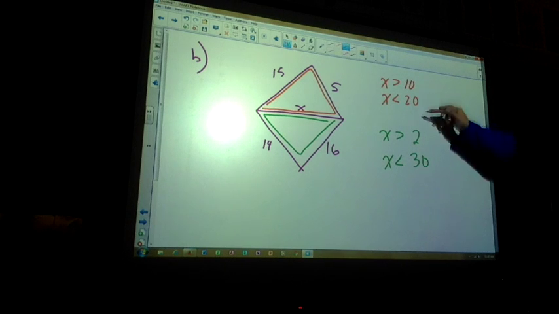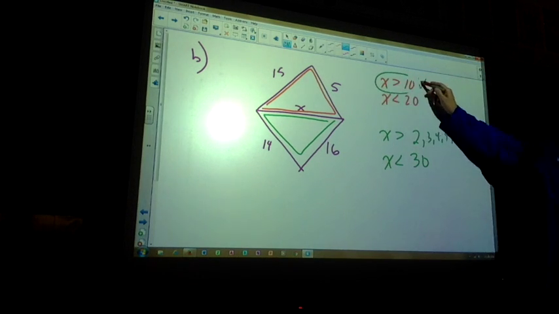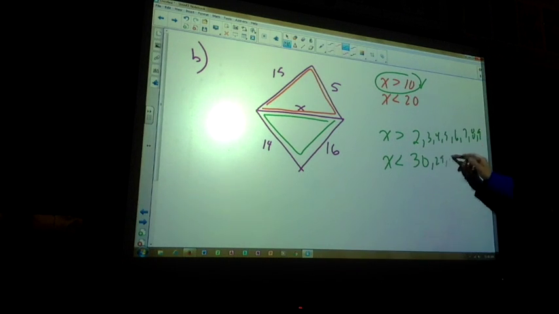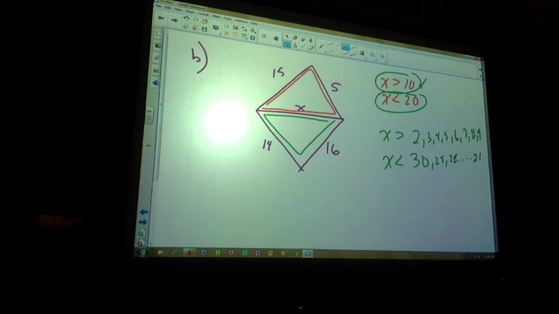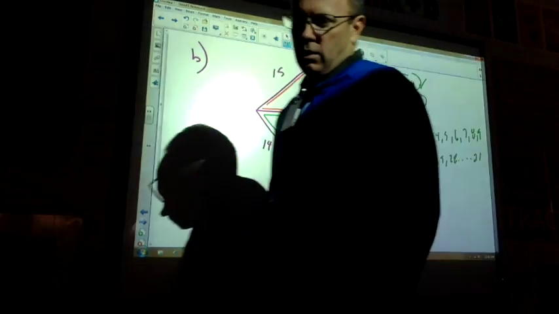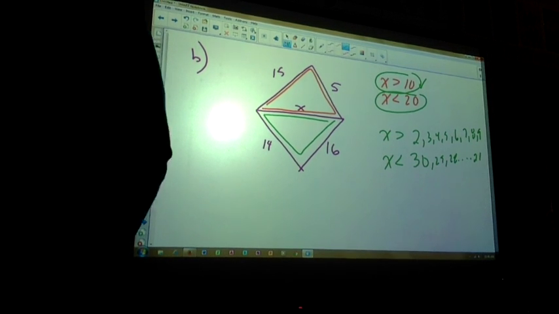So let's figure out which region's going to work for us. So we have 2, 3, 4, 5, 6, 7, 8, and 9 that aren't going to work in this region, right? So this has got to be our bottom limit. And then we have 29, 28, all the way down to 21 that aren't going to work. So this is our bounded region. That's the only region that can work for our x value. Does that make sense? Can I move on?